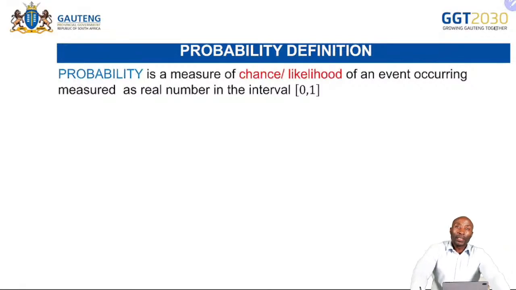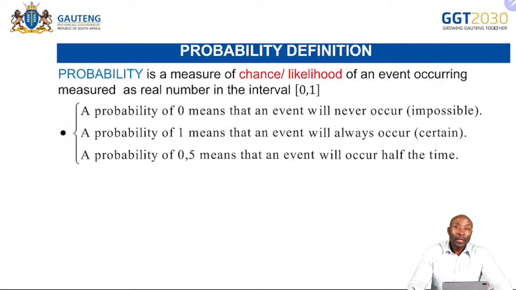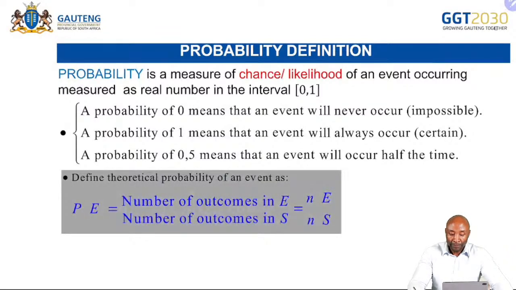Let us define probability. Probability is a measure of chance, likelihood of an event occurring, measured as a real number between 0 and 1. Now, if we have a probability of 0, it means the event cannot occur. If the probability is 1, it's certain that the event is going to occur. If we have a probability of 0.5, it means there is an even chance of an event occurring.